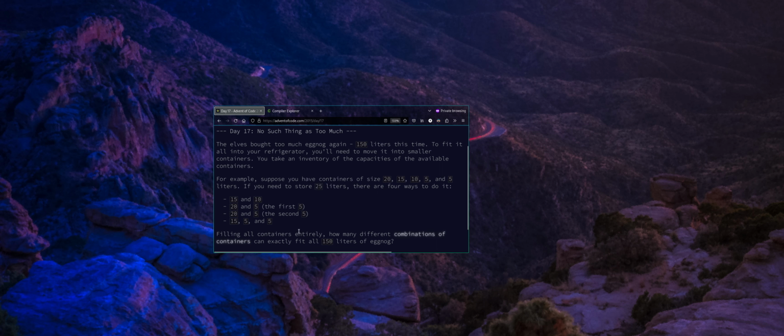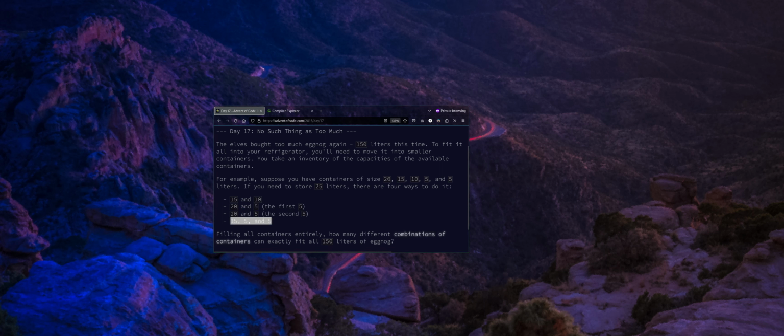containers, right? So in this example case where you have 20, 15, 10, 5, and 5, and you need to store 25 in there, there's going to be 1, 2, 3, 4 different ways to do it.